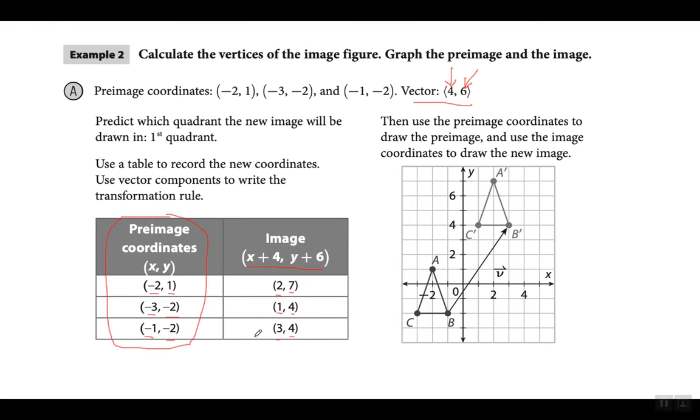Now we graph the coordinates of the image, which are right here, and that shows us the translation. Let's look at another example.